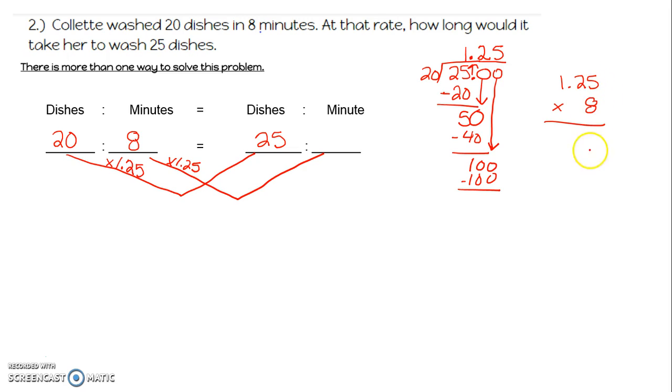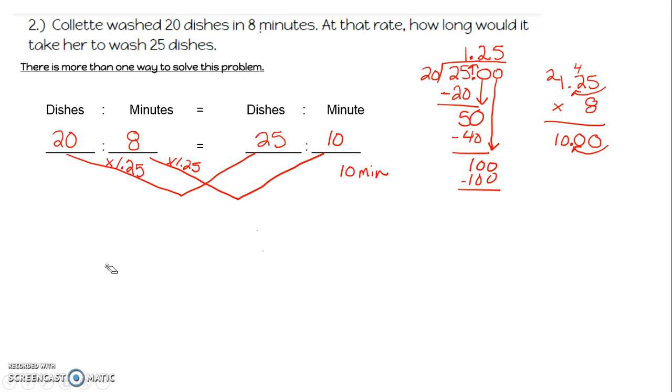8 times 5 is 40, put down a 0, carry a 4. 8 times 2 is 16, plus 4 more is 20, put down a 0, carry a 2. 8 times 1 is 8, and 2 more is 10. And I know my final answer has to be around 8. My final answer is actually 10. And again, you can see that by moving that decimal point over 2 places. So it must take 10 minutes to wash 25 dishes.